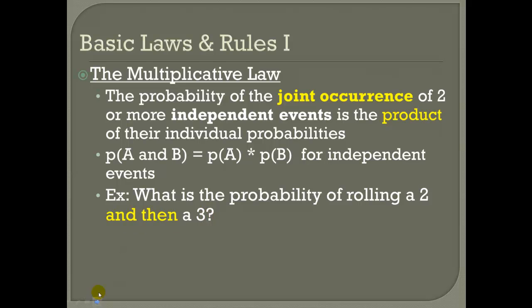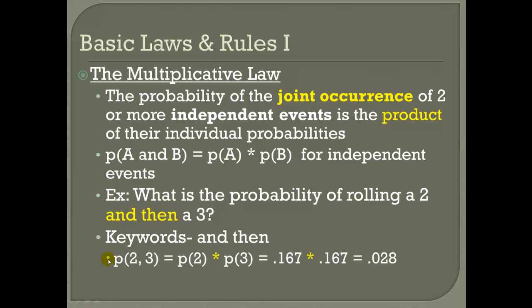And the thing we would do again under the multiplicative rule, because we're trying to figure out joint occurrences, is ask, what's the probability of getting a 2? That's .167. Again, 1 divided by 6 equals .167. Times that by the probability of getting a 3.